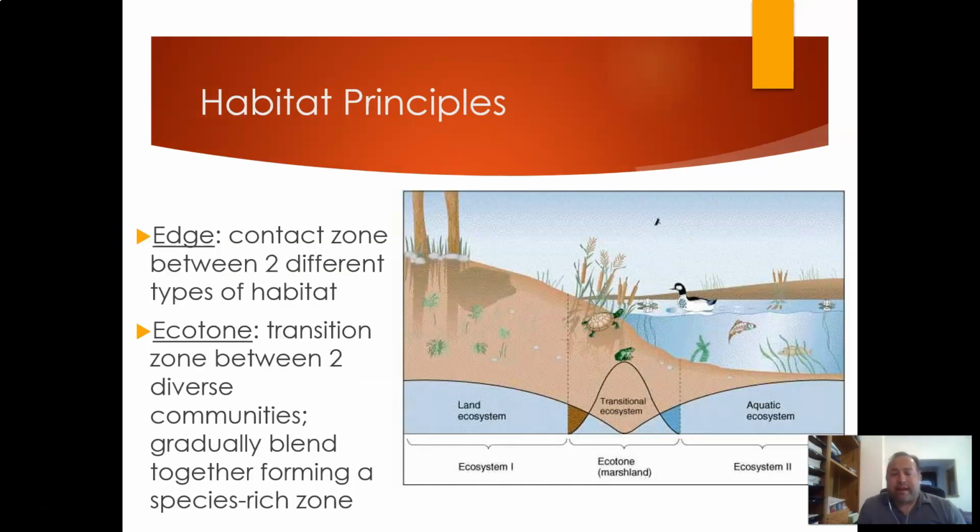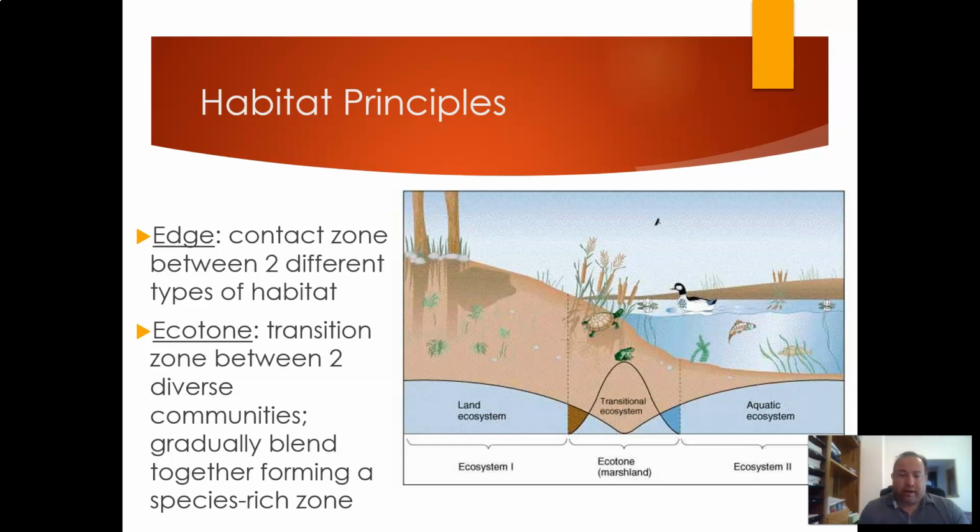Our second principle is the idea of edge and ecotone. So edge would be the contact zone between 2 different types of habitat, and the ecotone is the transition zone between 2 diverse communities. So in the example that we see here, we see our terrestrial ecosystem and we see our aquatic ecosystem. So then we have our ecotone in between, and we have a bunch of edge species that live there. So you get this species-rich zone where you'll get more species there, you get more plant life, because you're kind of getting the benefits of both areas rather than just one or the other.